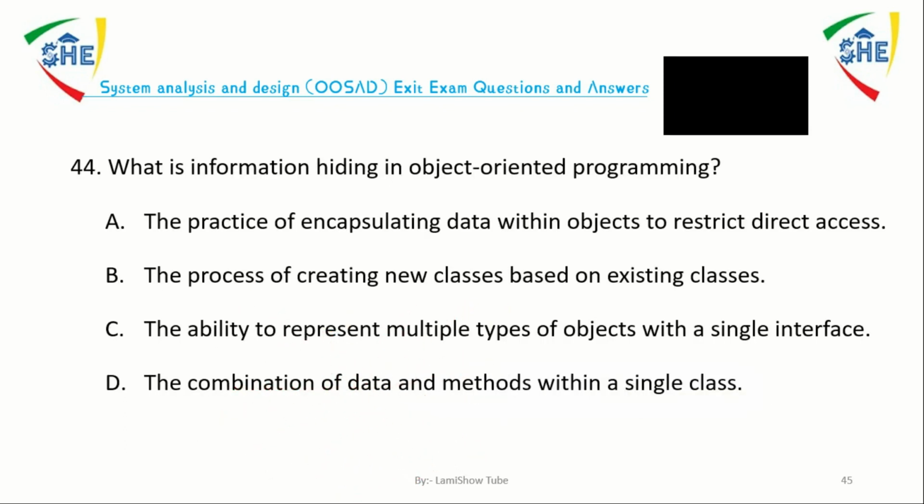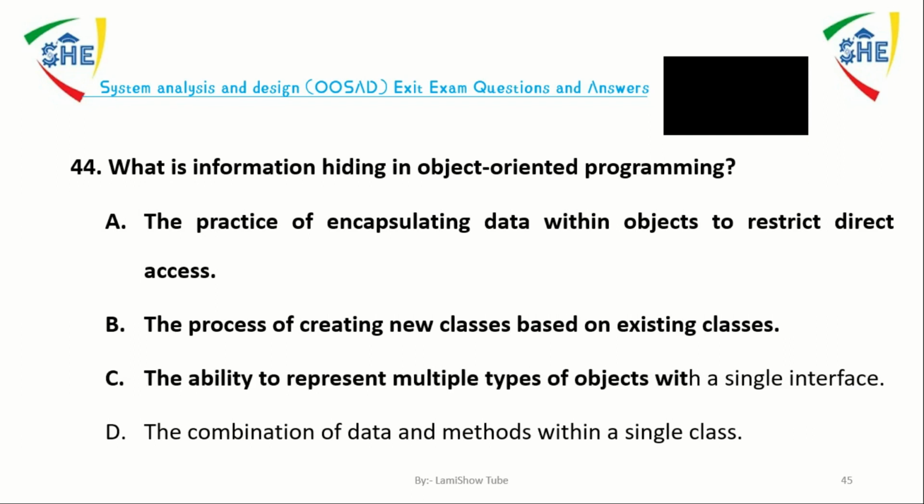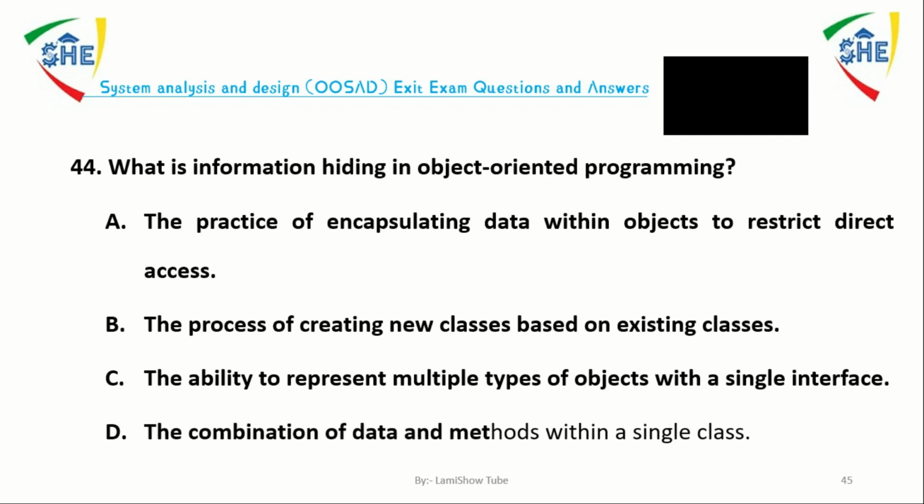Question number 44. What is information hiding in object-oriented programming? A. The practice of encapsulating data within an object to restrict direct access. B. The process of creating a new class based on existing classes. C. The ability to represent multiple types of objects within a single interface. D. The combination of data and methods within a single class.